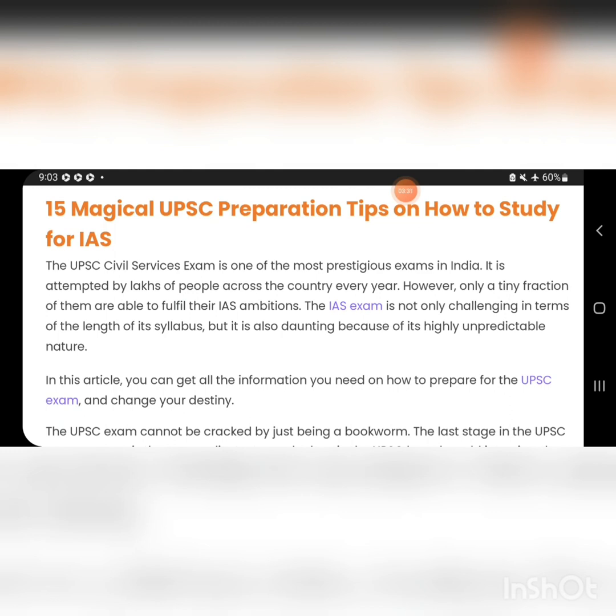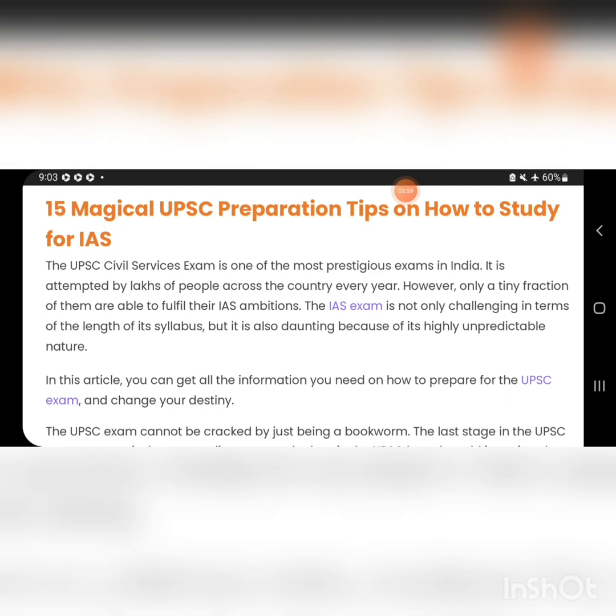The main examination is a written examination consisting of 9 papers, 2 qualifying and 7 for ranking purposes. Candidates who pass the qualifying papers are ranked according to marks obtained in the remaining 7 papers. A selected number of candidates are called for an interview or personality test at the Commission's discretion.